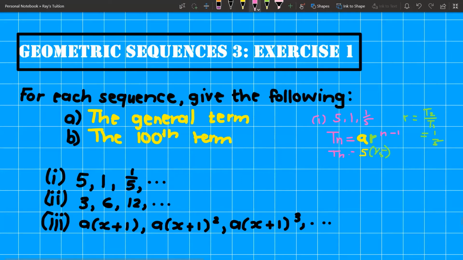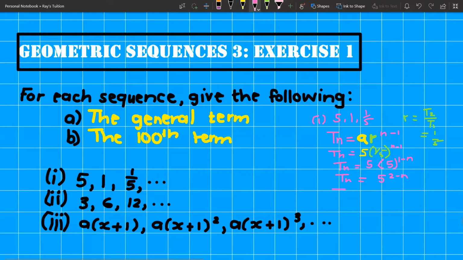And then all we have to do is simplify. So Tn is equal to 5 times a fifth to the power of n minus 1. This we can write as 5 to the power of 1 minus n, switching the sign of the exponent to bring that 5 to the numerator, and then we can simplify as 5 to the power of 2 minus n.